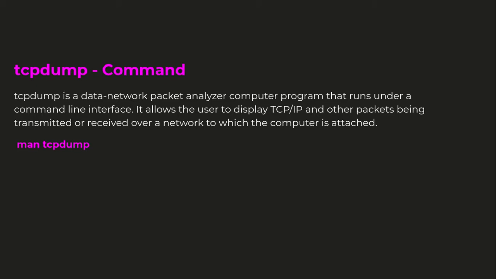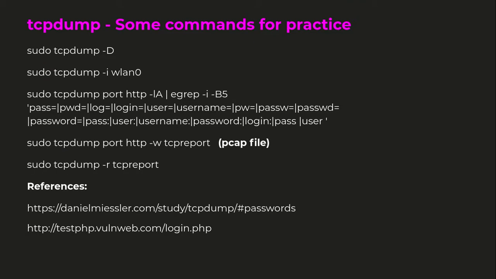Now in this video we are going to see some tcpdump commands using a few arguments. For example -D, and -i to get packets of a specific interface, or you can use the port number or the destination host. There are a lot of possible ways that you can use tcpdump, but we are going to see some of them.